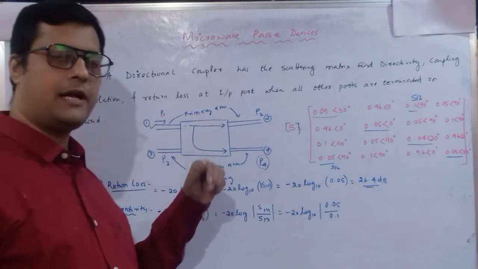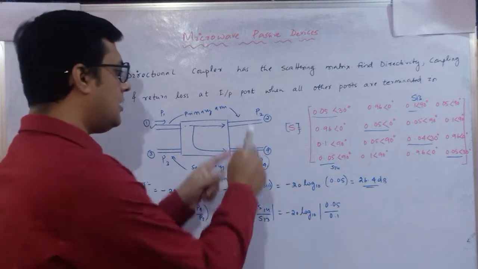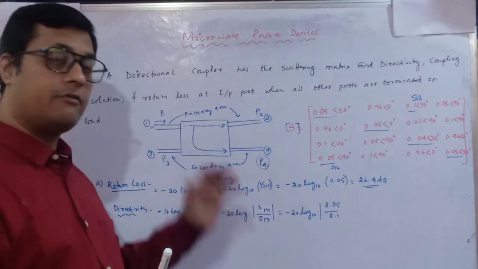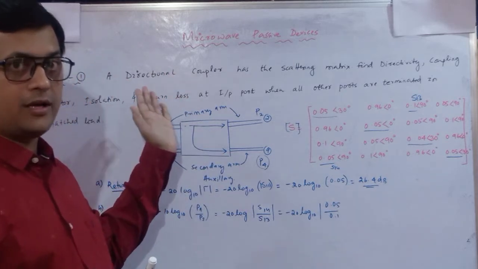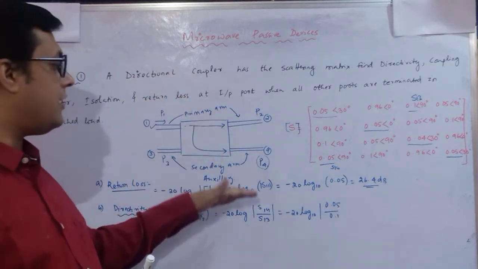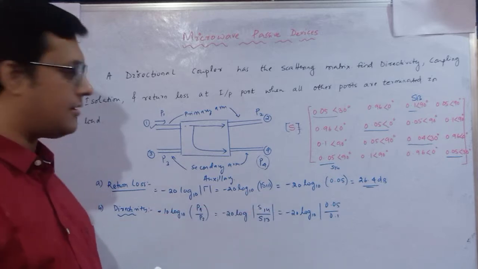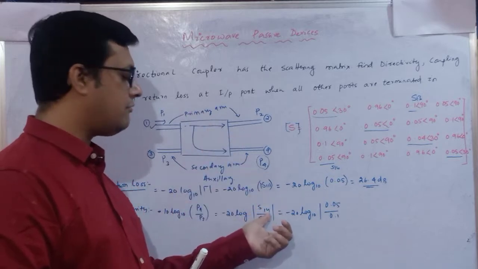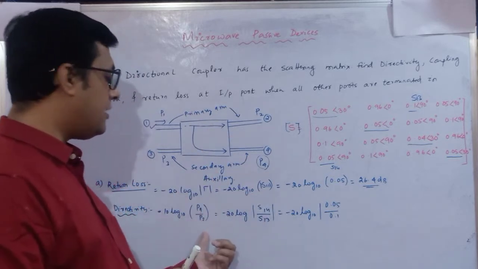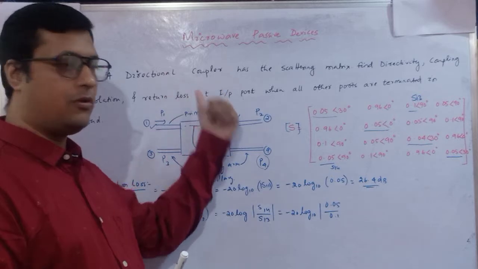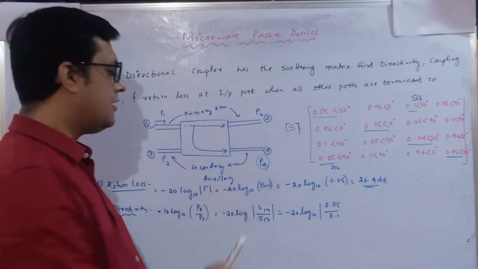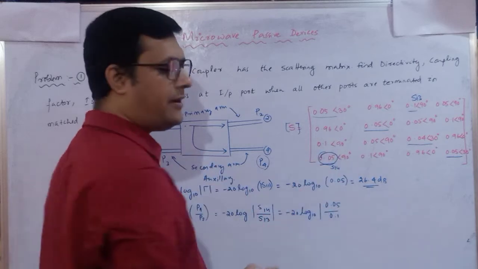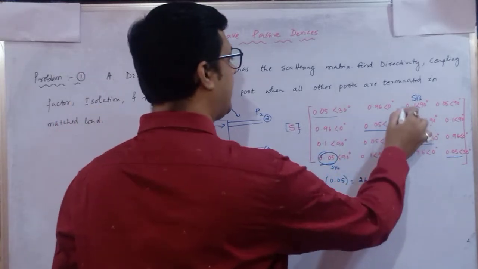So now when I am identifying the directivity, what is the power available at port 4 and power available at port 3? With respect to whom? With respect to port 1. So this is the relation for how we substitute the scattering parameter. Power at port 4 is related with respect to port 1, so I have considered S14. At port 3, what is related with respect to port 1, I have considered S13. From this matrix, you can see the magnitude of S14 is 0.05 and S13 is 0.1.